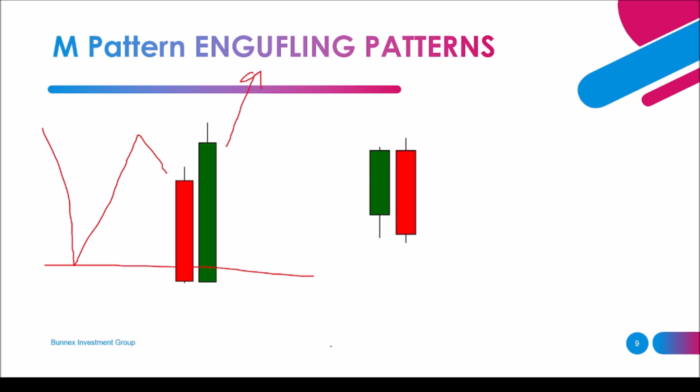Then in this particular case, this occurs at the second leg of the M pattern, and we call it a bearish engulfing pattern, whereby the green candle is fully engulfed by the red candlestick, and we expect the market to continue down.